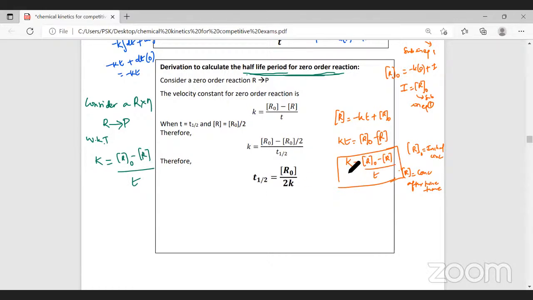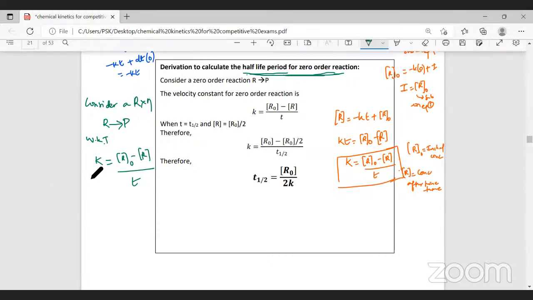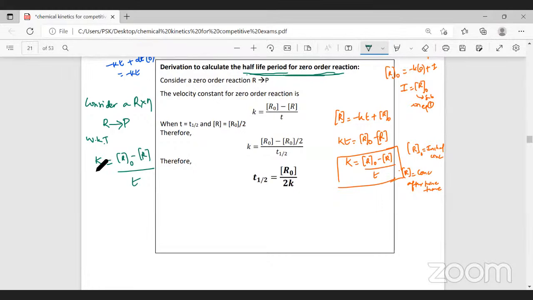Can you see this? K is equal to R naught minus R divided by T. That is the rate constant of what order reaction? A zero-order reaction. We have considered a reaction, R giving you product, and we know that the rate constant of a zero-order reaction is equal to initial concentration minus concentration after a certain amount of time, divided by time. That's called rate constant. Yes or no?